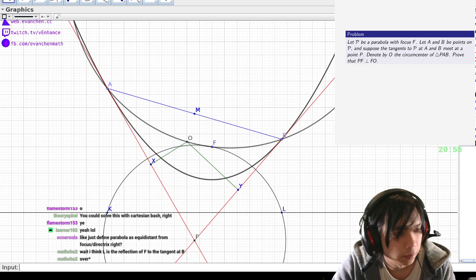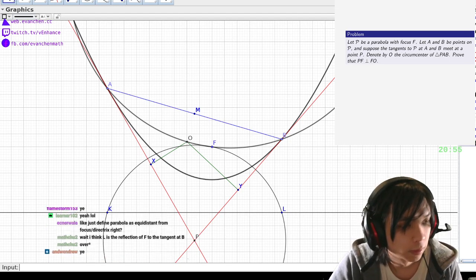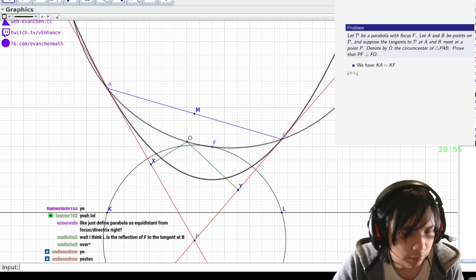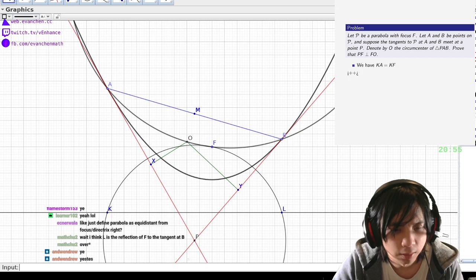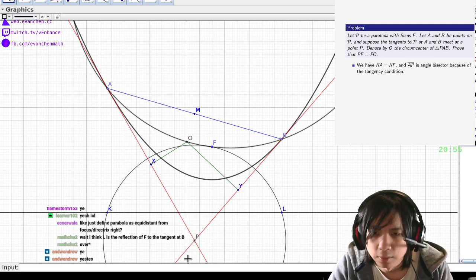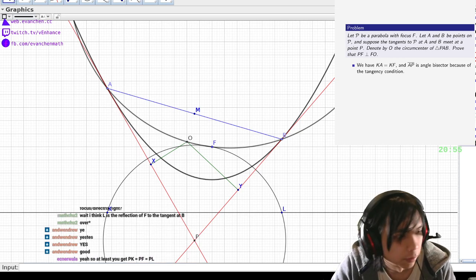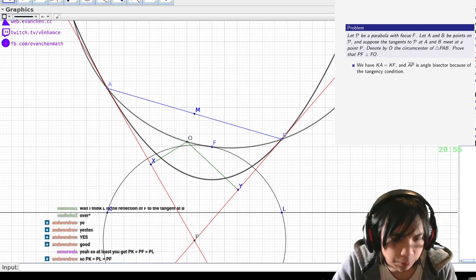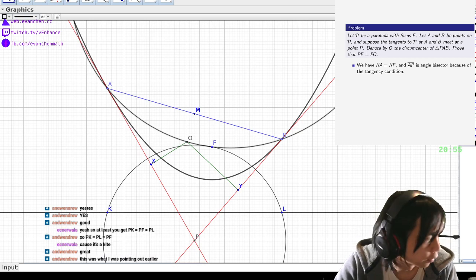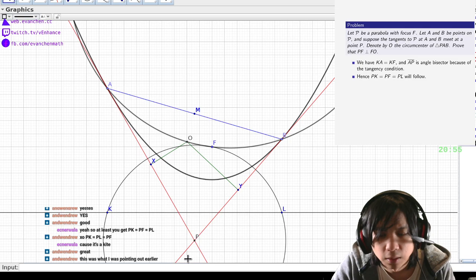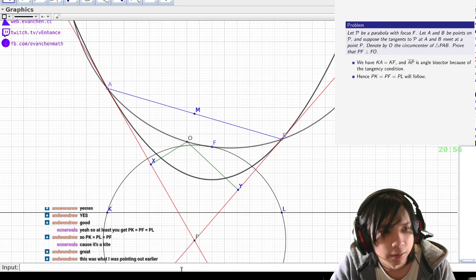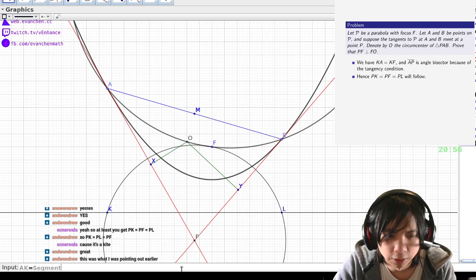So we have K. K equals KF. And AP is the angle bisector because of the tangency condition, I think. Yeah, so hence PX equals PY, PK equals PY. I think L is the reflection of F. Okay, so I should draw in the relevant segments. Oh, AK equals AK.